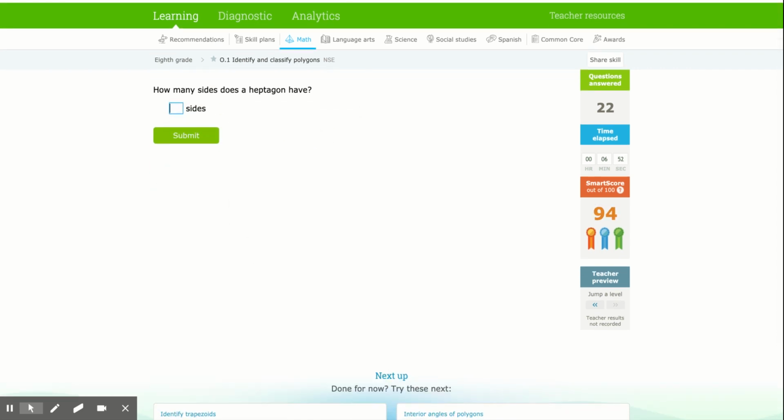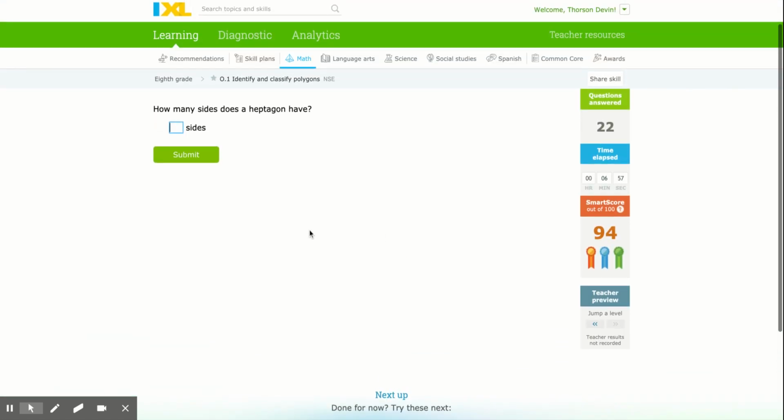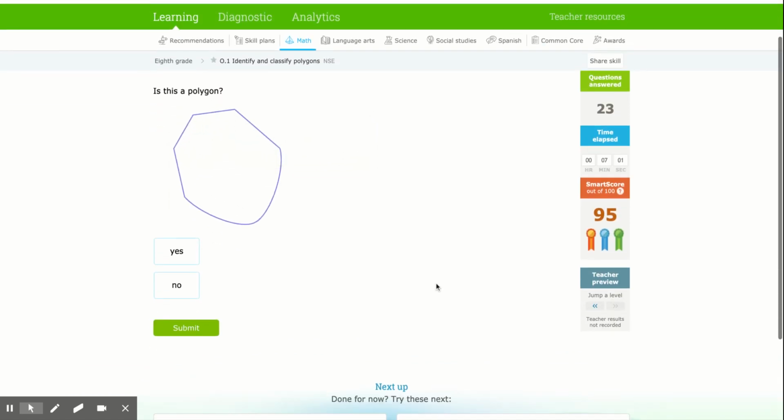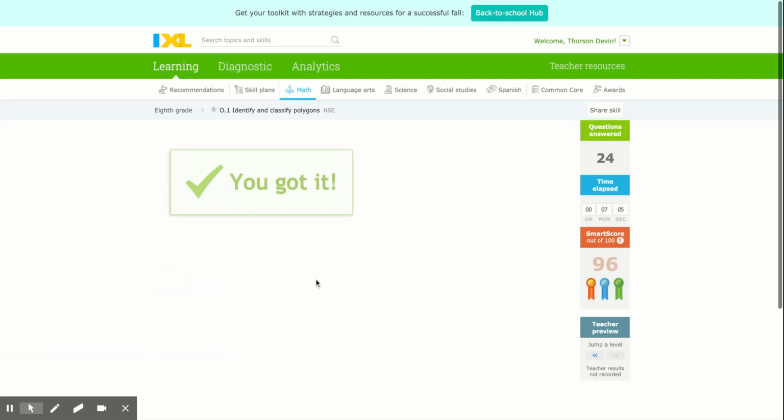How many sides does a heptagon have? Heptagon, I believe, is a 7-sided. Oh, wow, look at that. They bring up some stuff here, trapezoids. But anyway, heptagon is 7 sides. Again, look it up if you're unsure. Is this a polygon? Ooh, I do not like this curved side, so no, it's not a polygon.